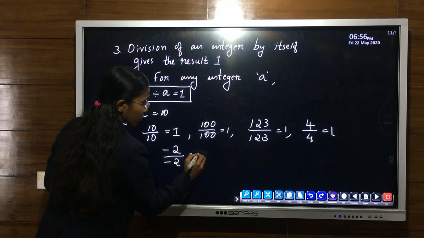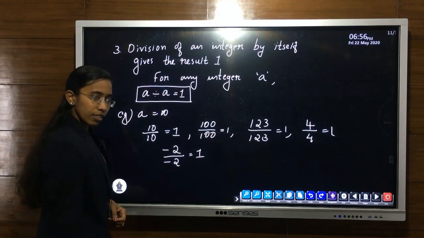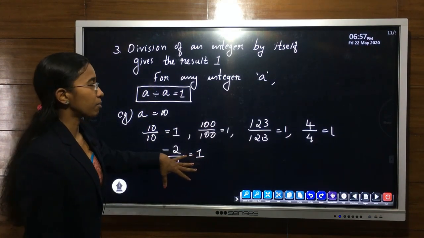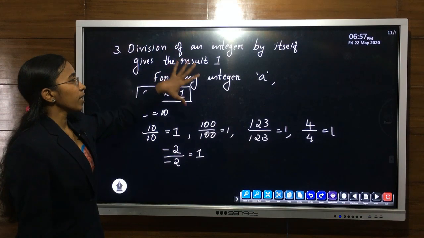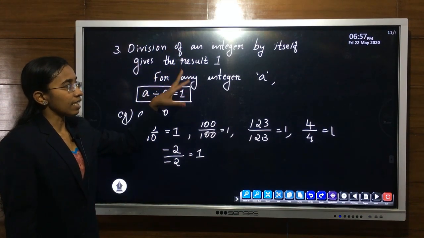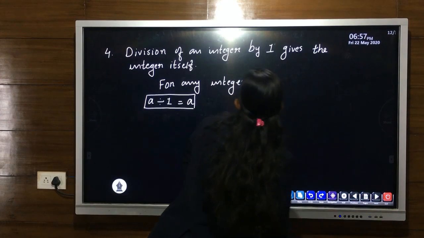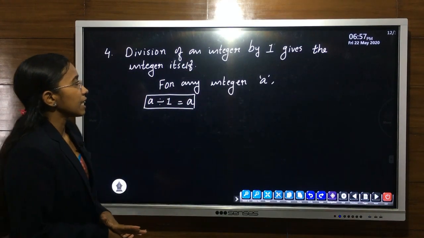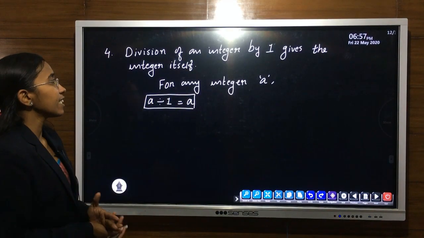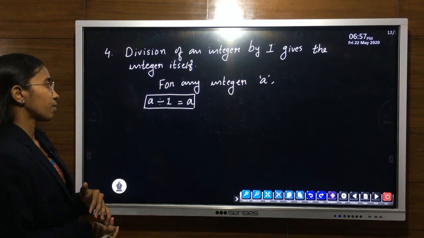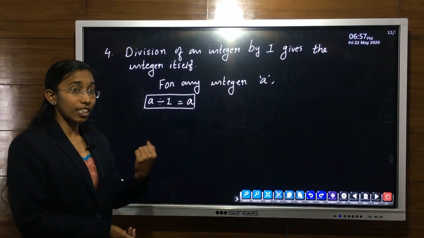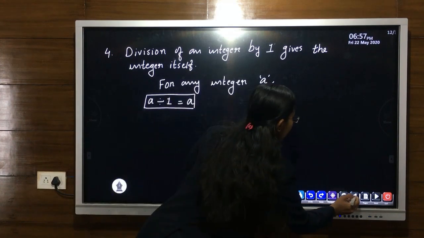Minus 2 divided by minus 2. Answer is 1. These are some examples, which means division of an integer by itself always gives the result 1. And our fourth property: division of an integer by 1 gives the integer itself. What is the difference between the third property and the fourth property?